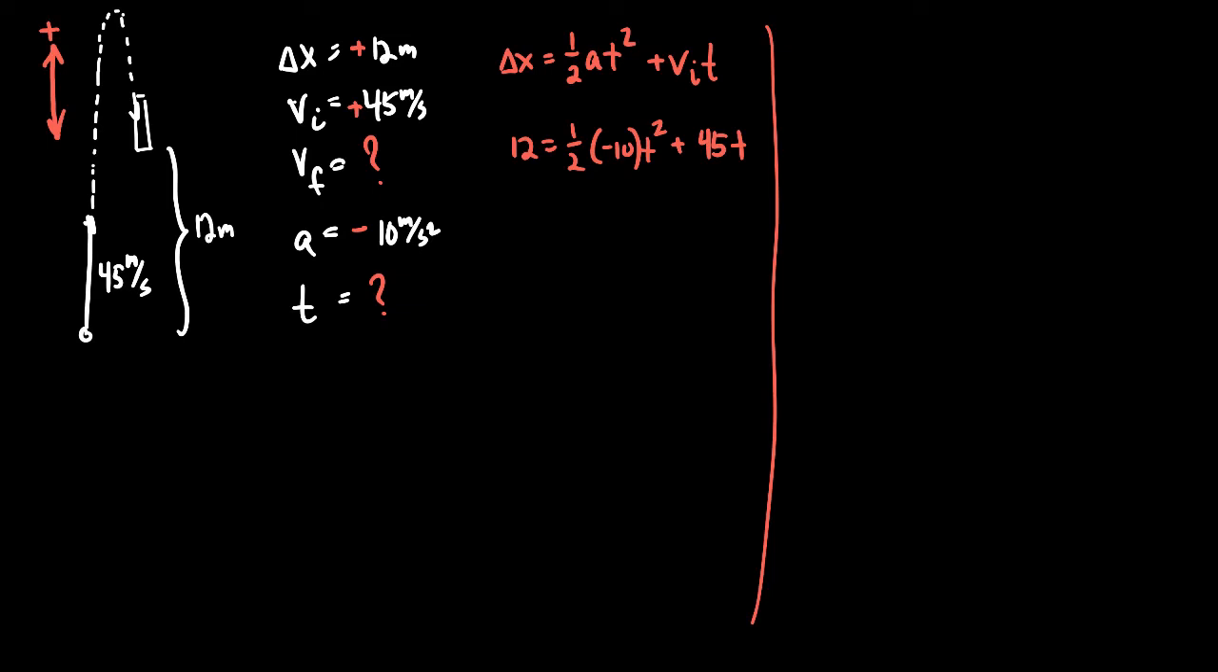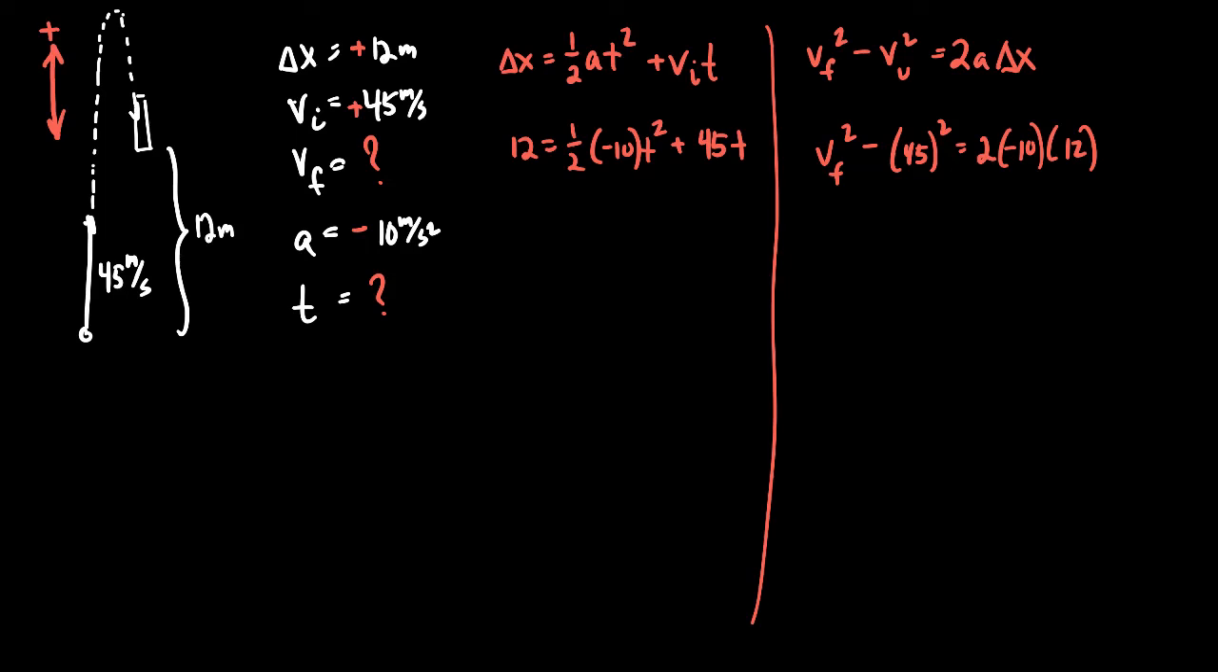It's a quadratic. It's a pain. I'm going to have to use the rules of quadratics to solve it, and I'm not even sure this one factors. We'll see. The other one, though, is vf squared minus vi squared equals 2a delta x, which for this one will be vf squared minus 45 squared equals 2 times negative 10 times 12. Hello. Goodbye.